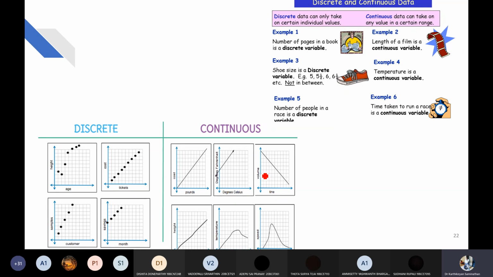Number of people in the race, 7. Number of days in a week, 7. Number of months in a year, 12. So that is a fixed value. That is what discrete is all about. Continuous data can take any value in a certain range. The length of a movie, 2 hours 45 minutes or 2 hours 39 minutes, is a continuous variable. Temperature is a continuous variable. Time taken to run the race is a continuous variable. So that will change from time to time, right? That is what continuous is all about.